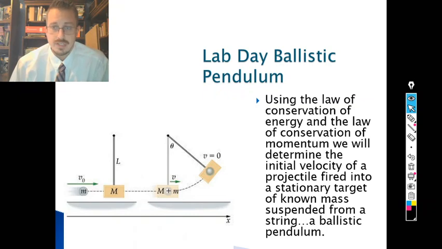As I mentioned earlier, our lab day this week will be the ballistic pendulum, and we're going to use the law of conservation of energy and the law of conservation of momentum to determine the initial velocity of a projectile fired into a stationary target of known mass, suspended from a string. This is what we call the ballistic pendulum. So I'll go through all of the explanation and working so that we'll be able to reach a claim, which is going to be: what is the initial velocity of our projectile? So the claim that we're going to reach is the initial velocity of the projectile is.